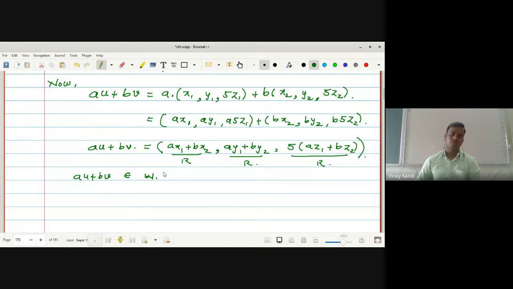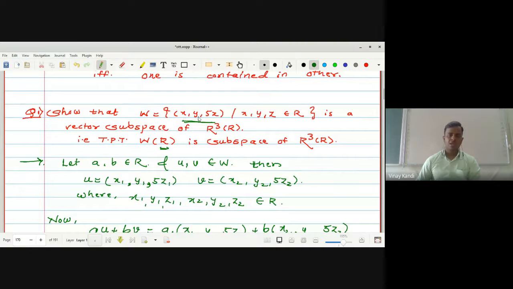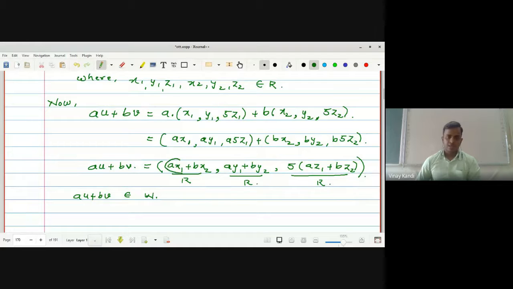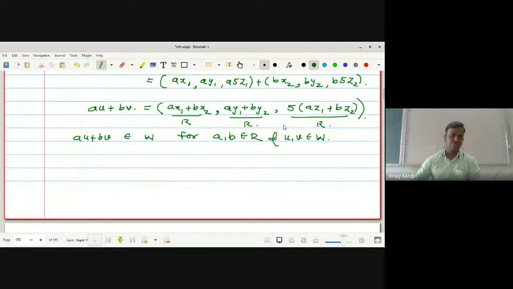belongs to W. See the nature of W: (X, Y, 5Z). Now whatever comes here, suppose we call it capital X, whatever comes here we call Y, and whatever comes here we call Z. Then the nature of AU plus BV is in the form (X, Y, 5Z). So that means AU plus BV is an element of W, for A and B belonging to the real numbers and U and V belonging to W. U and V were in W. So here we prove that for any A, B belonging to R and U, V belonging to W, A into U plus B into V belongs to W.